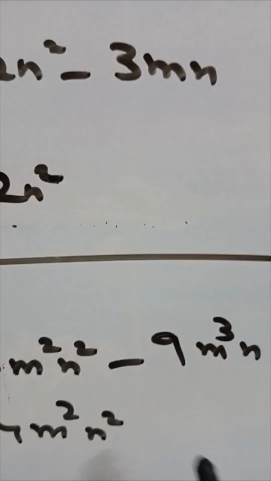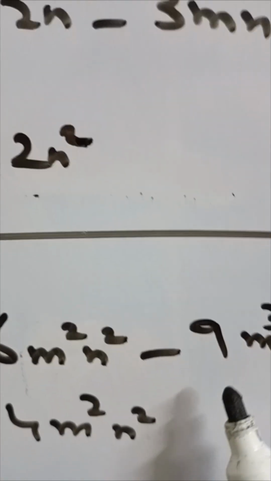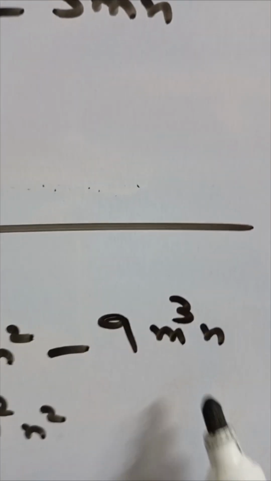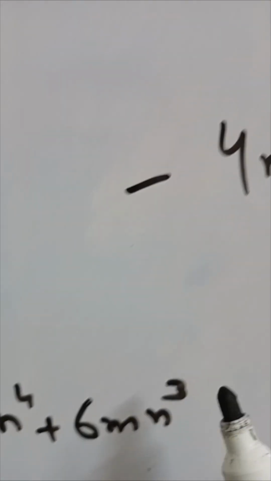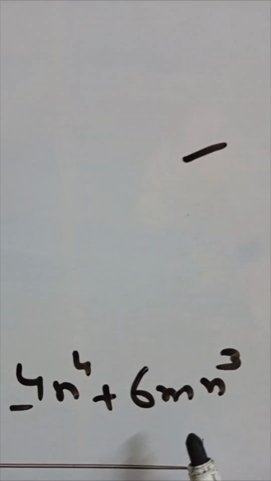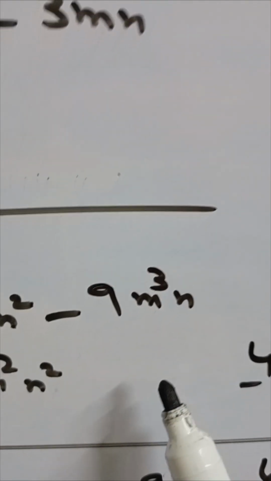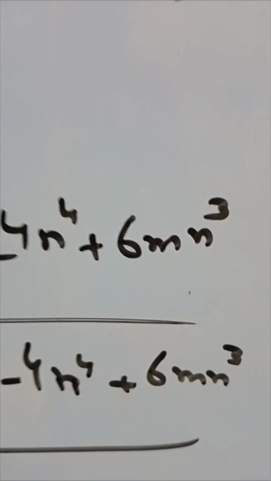But what is the variable here? Minus 9 m raised to power cube n. But here we have 6 m n raised to power cube. So we cannot place this one here. Okay, we will put it in front of it, 6 m n cube. This is a very important point.